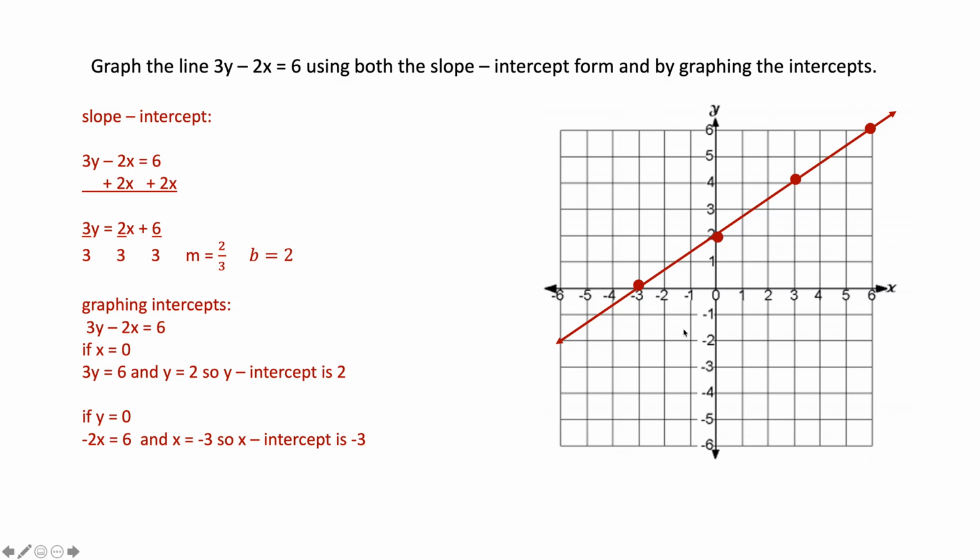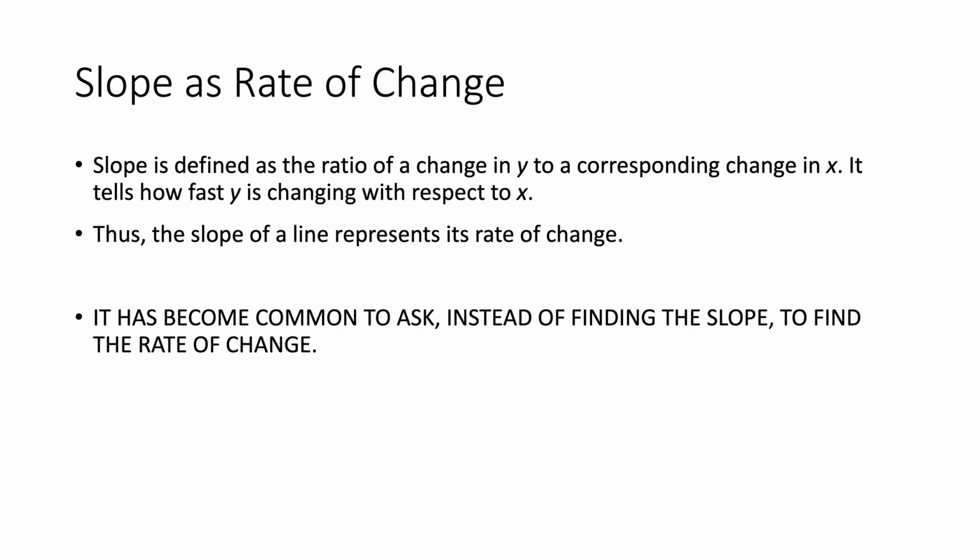All right. Now, what about the slope as a rate of change? When I consider the slope as a rate of change, it is just another word for slope. It's how quickly things are changing. Slope is defined as the ratio of change in y to a corresponding change in x. In other words, the change in y over the change in x. It tells you how fast the y is changing with respect to the x. So the slope of a line is its rate of change. All right, so the slope is rate of change. It's the same exact thing.